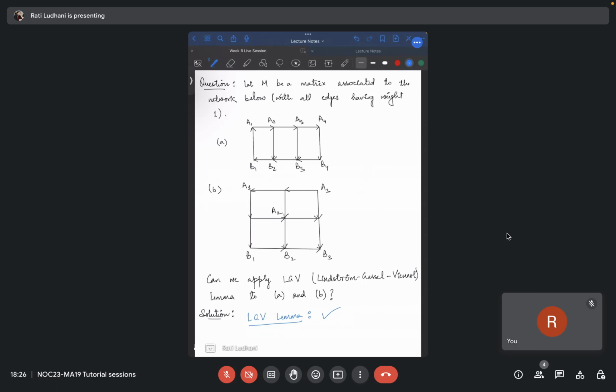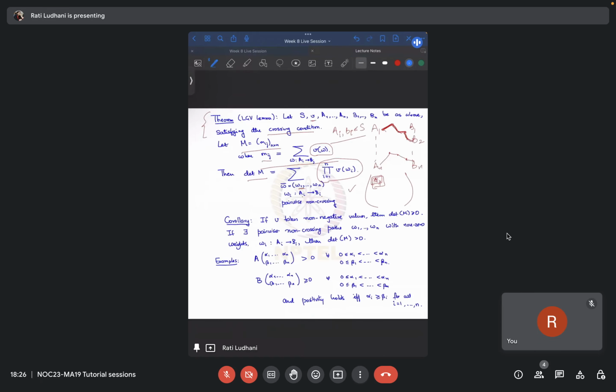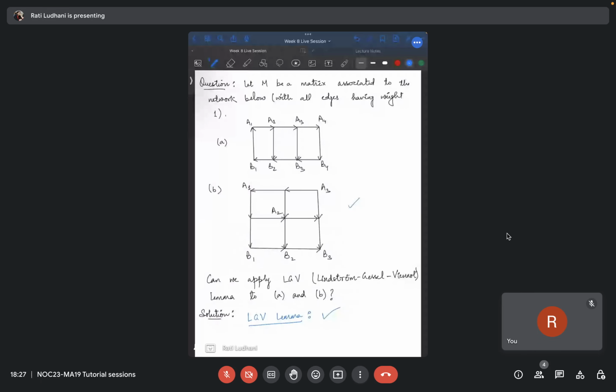Okay, so basically what I am saying, let's see the B part first. What does the B part say? Can we apply the LGV lemma or not? That is the question. So regarding B, what can you say? You have A1, A2, A3, B1, B2, B3. So these are the paths given.